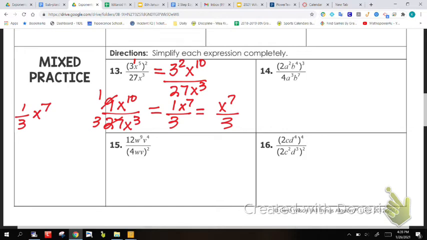Same idea with 14 here. I need to use my power rule first here to get rid of the parentheses and simplify that. So keep in mind that 2 has an exponent of 1. Remember, your rule is that you take the 3 and multiply all the exponents times it. So that would be 2 to the 3rd, a to the 6th, and b to the 12th. Now I'm going to multiply out the 2 to the 3rd. That's going to be 8.